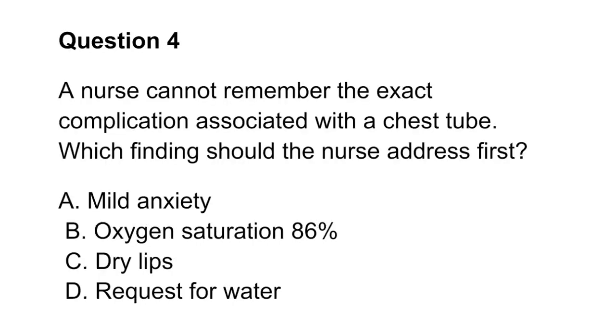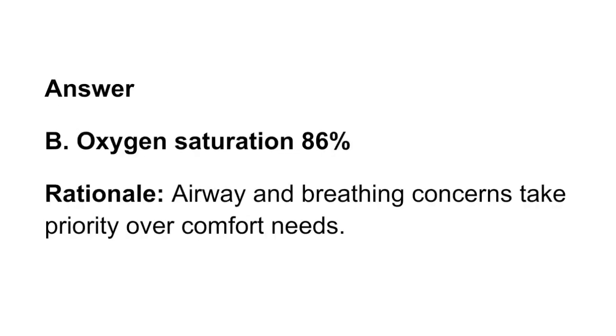Question 4. A nurse cannot remember the exact complication associated with a chest tube. Which finding should the nurse address first? A. Mild anxiety. B. Oxygen saturation 86%. C. Dry lips. D. Request for water. Answer. B. Oxygen saturation 86%. Rationale. Airway and breathing concerns take priority over comfort needs.